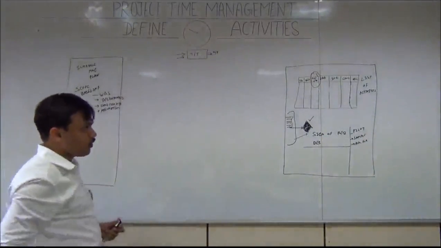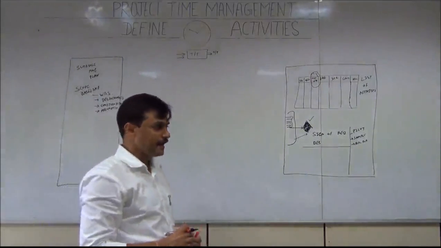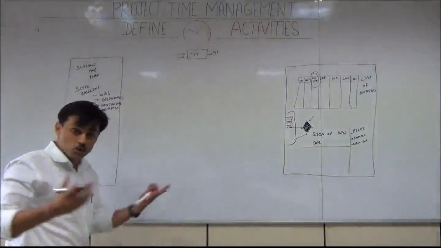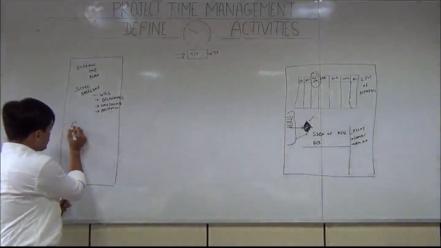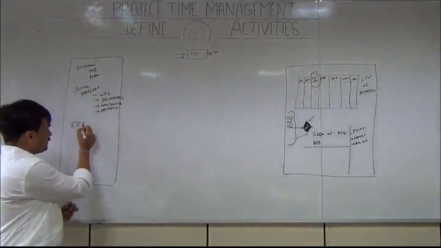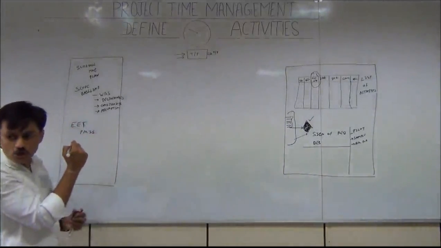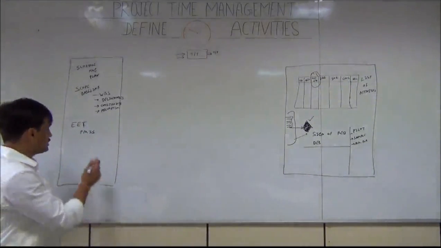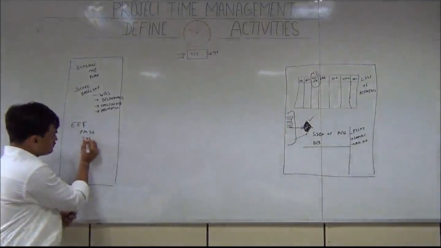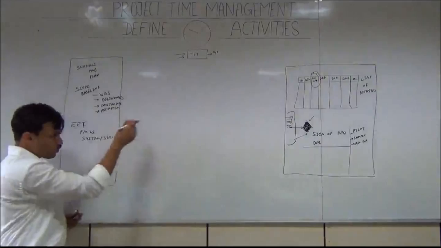So these all form the necessary inputs for our Define Activities process. And there are two standard inputs, enterprise environmental factors and organizational process assets. Enterprise environmental factors give us which project management information system we have to use, which also tells us what kind of culture, system, or structure is in place.